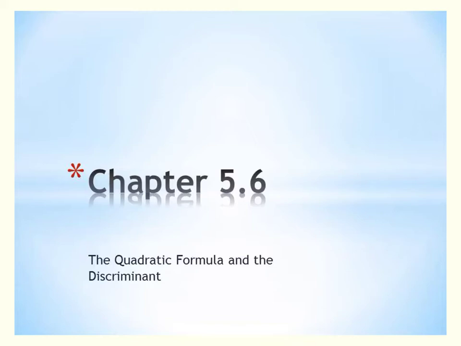Remember, we have solving by graphing, which only really works if you have integer answers, or it estimates your answers. We had solving by factoring, which only works if something is factorable. Solving by taking a square root, which only works if you have an x squared or a quantity like a binomial squared.